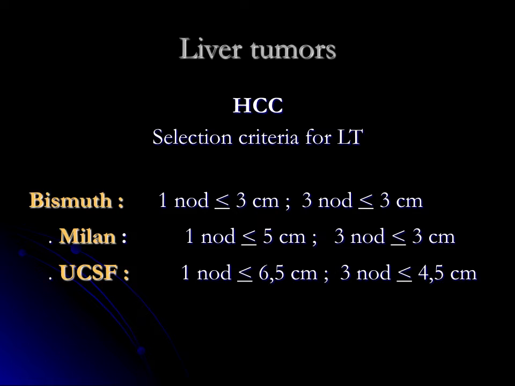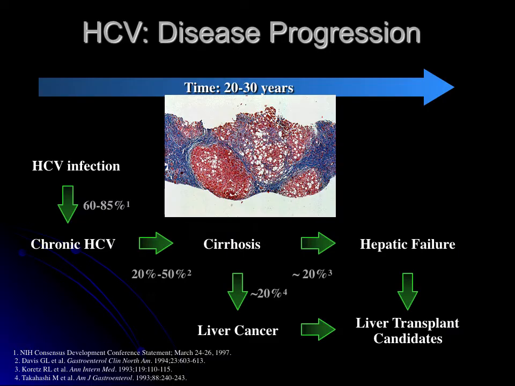It is agreed that the Milan criteria gives a good prognosis, and we select the patient with HCC within the Milan criteria for transplantation. There are also two other criteria, called the Bismuth criteria and the University of California, San Francisco criteria, which are either less than Milan or more than Milan.